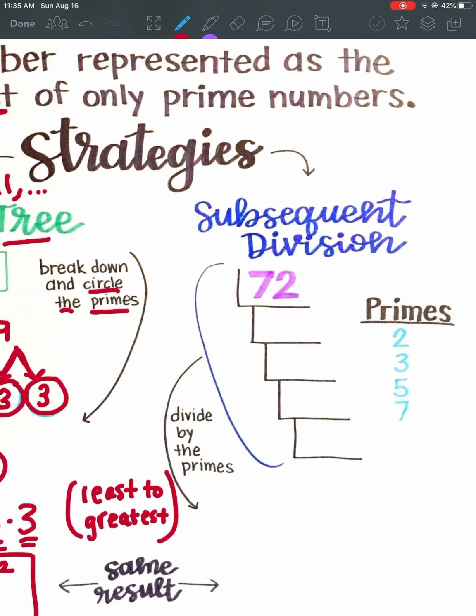Okay, another way we can do it is called subsequent division, where we just keep dividing by prime numbers. So here is that list over here on the side of our prime numbers. So we know, like I said, 72 is even. We can divide it by 2. And we're going to work our way down. So 72 divided by 2 is 36. Okay, 36 is even again. So let's cut it in half, divide by 2 again. And 36 divided by 2 is 18. 18 is even again. So let's cut it in half. 18 divided by 2 is 9.